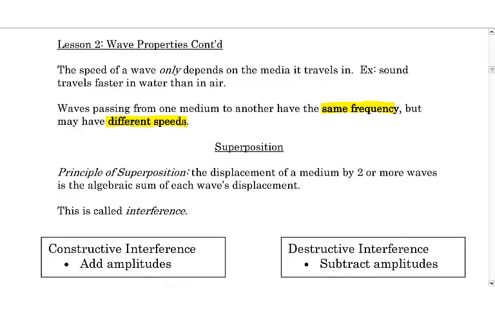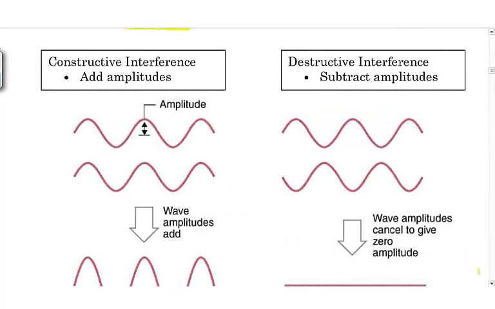Superposition is the displacement of a medium by two or more waves and is the algebraic sum of the waves' displacement. When waves interact this way, we call it interference. There are two forms of interference. The first is called constructive interference, where we simply add the amplitudes together. And the next is destructive interference, where we subtract the amplitudes.